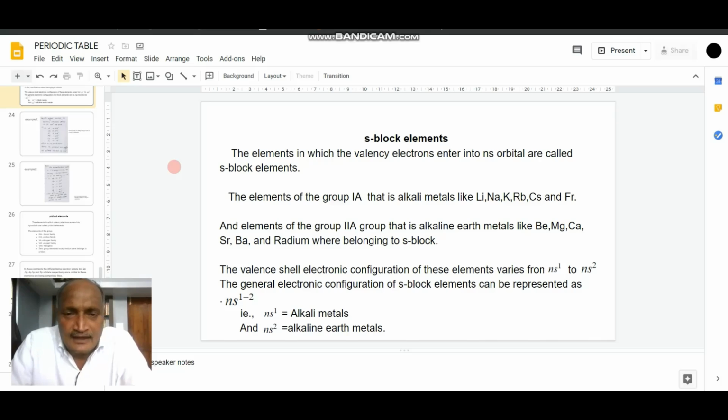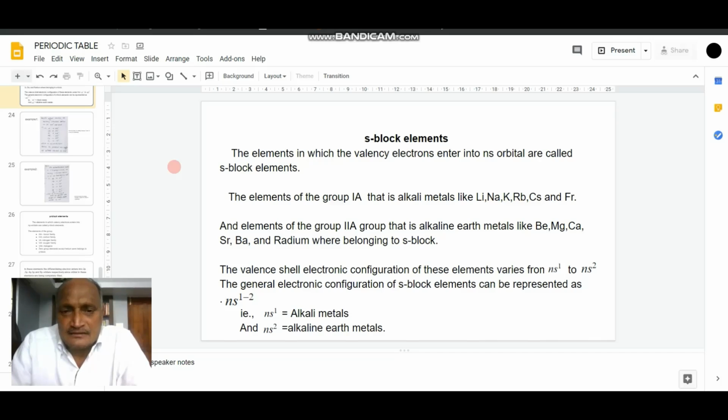The elements of the first A group, that is alkali metals like lithium, sodium, potassium, rubidium, cesium and francium, and the elements of the group second A, which are called alkaline earth metals like beryllium, magnesium, calcium, strontium, belong to S block.